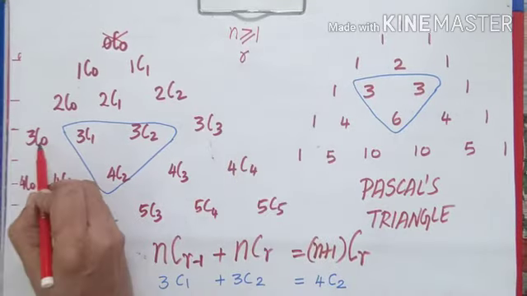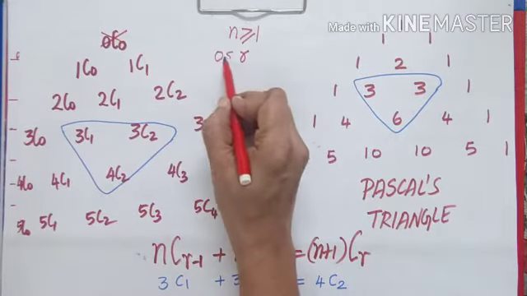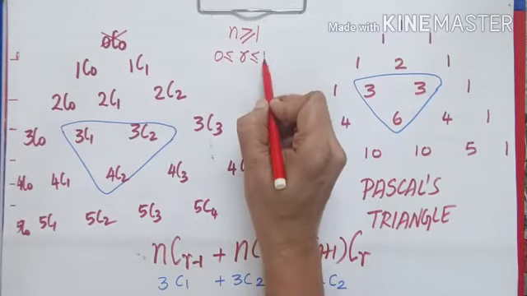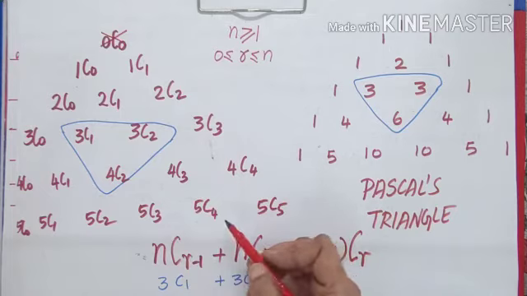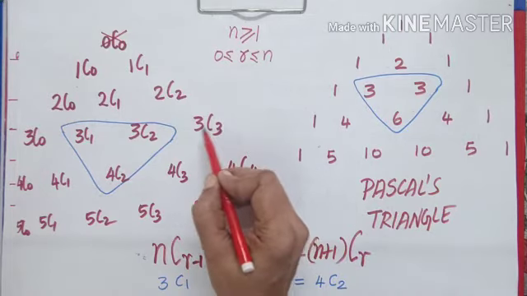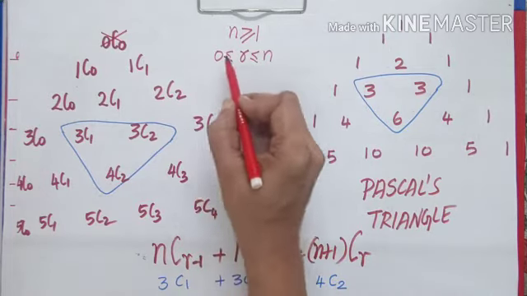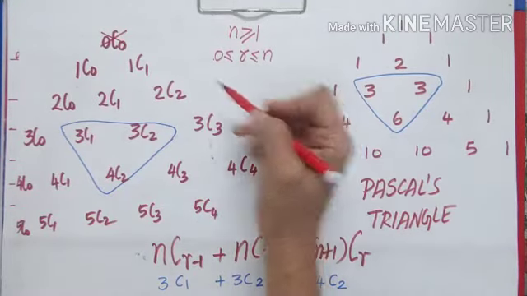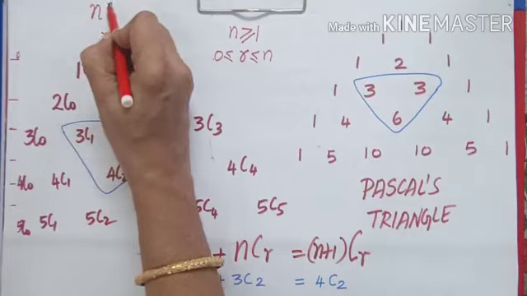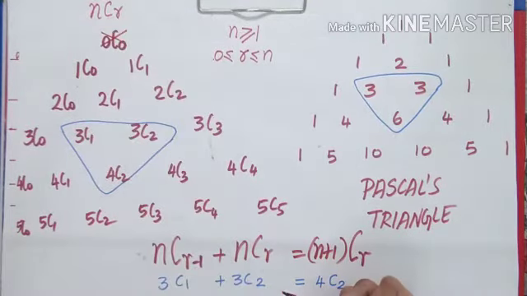R should be starting from 0 and ending with n. I cannot select 4 from 3 children. I can select maximum 3 from 3 children. So R value is between 0 and n. So here what we are writing, nCr.